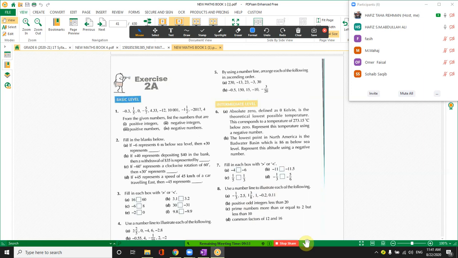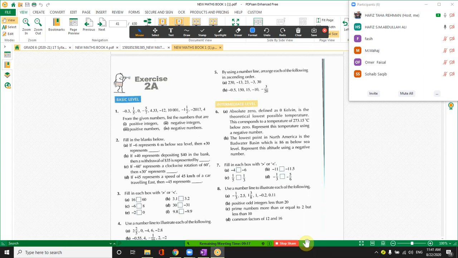Part C. Prime numbers more than or equal to 2 but less than 10. It means you need to take values starting from 2 and only prime numbers. So 2 is a prime number, 3 is a prime number, 5 is a prime number, 7 is a prime number. And you need to keep it less than 10. So these 4 numbers are prime numbers that are more than or equal to 2 and less than 10. So you need to draw a number line that has positive 2, positive 3, positive 5, positive 7. Got it?